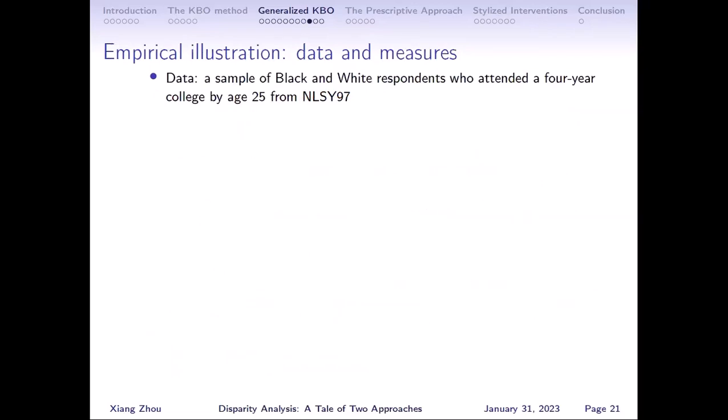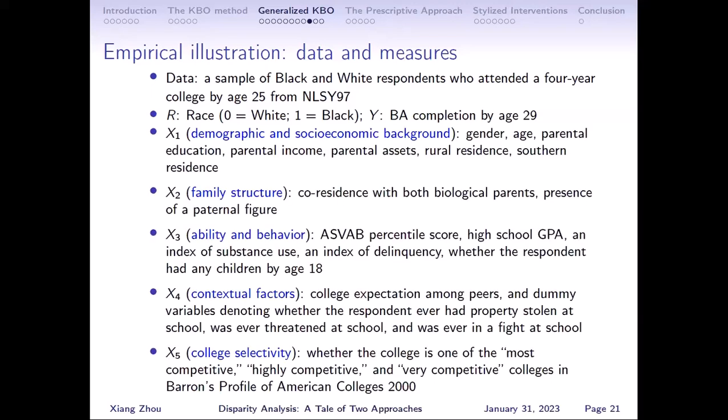So I'm going to briefly illustrate the generalized KBO decomposition using a sample from NLSY97. It's a sample of Black and white respondents who attended a 4-year college by age 25. Here we use R to denote race, and Y to denote bachelor's completion by age 29. And we have 5 sets of covariates corresponding to demographic and socioeconomic background, family structure, ability and behavior, contextual factors, and the indicator of college selectivity.